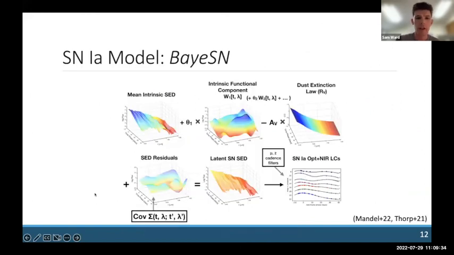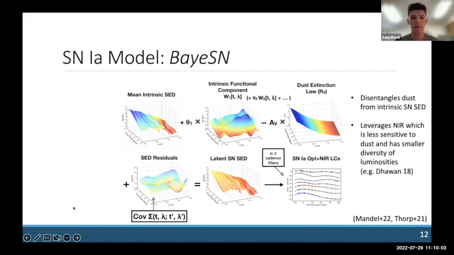So we fit these siblings' light curves with BayeSN. BayeSN is a hierarchical Bayesian model of the type Ia supernova spectral energy distributions, which has been developed by Stephen Thorpe and Kaisey Mandel in the group here in Cambridge. Stephen discussed this model on Tuesday, but as a reminder, a quick summary is that it models 2 distinct distributions, one of the intrinsic SEDs and one of the dust. And we train this model on both optical and near-infrared light curves.